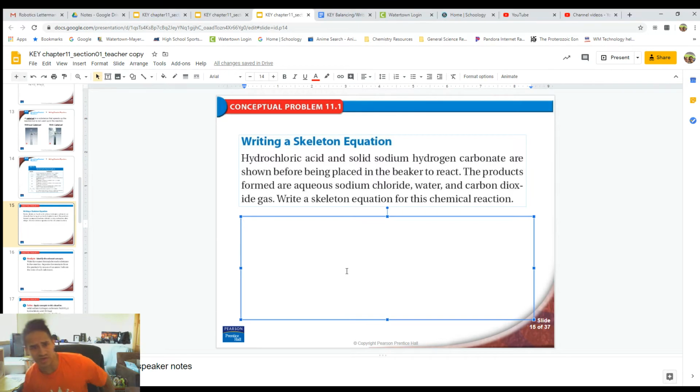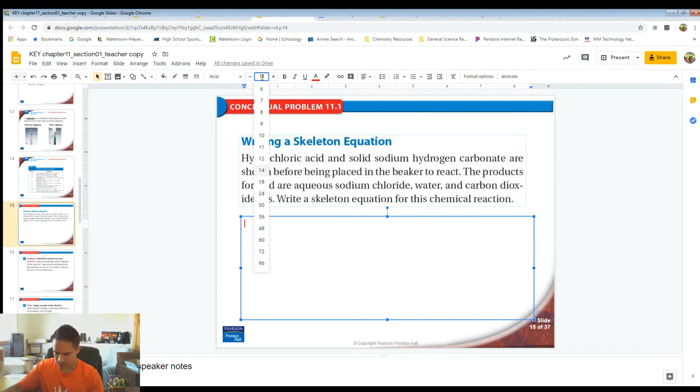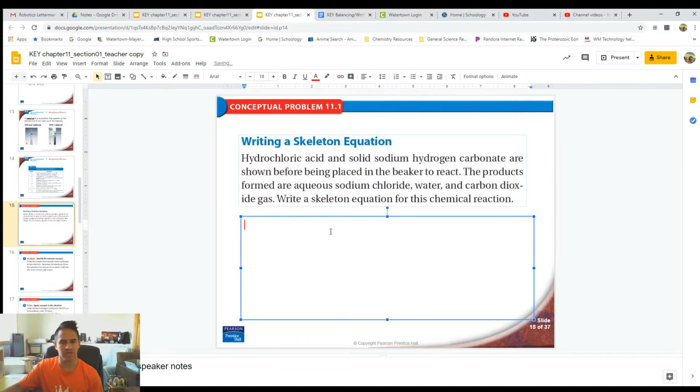All right, so there's a lot of stuff going on here. So let's try to break this down a little bit. Let's try to figure out what our reactants and our products are, and let's maybe write a word equation first so that we can organize everything before we worry about writing chemical formulas. So it says hydrochloric acid and solid sodium hydrogen carbonate are shown before being placed in the beaker to react. So our reactants are going to be hydrochloric acid and solid sodium hydrogen carbonate.